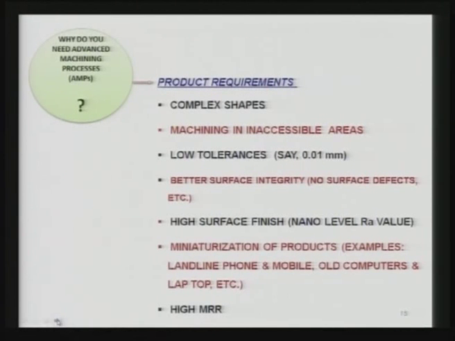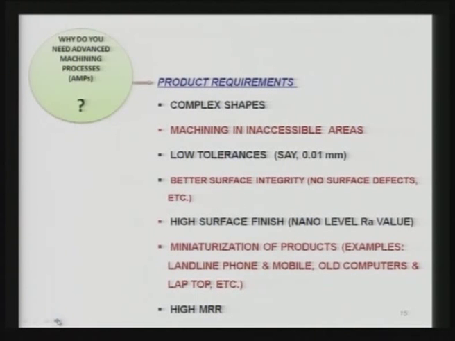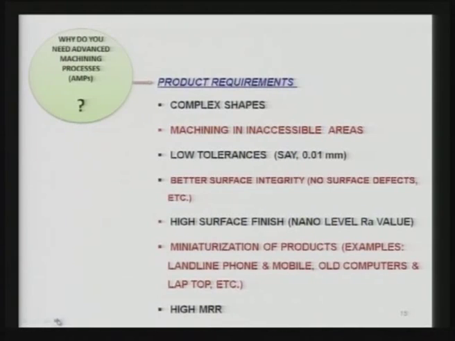So, why do you need advanced machining processes? Apart from the materials which are much superior than in the past, there are the stringent requirements of the products also. The complex shapes of the components again force us to evolve new techniques for machining these complex shaped components. Another requirement may be machining inaccessible areas, as some of the examples I will quote when I deal with different kinds of machining processes. Low tolerance requirement, that is 10 micrometer or even less than 10 micrometer.